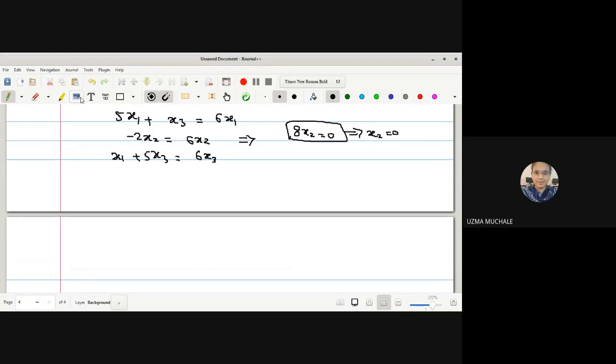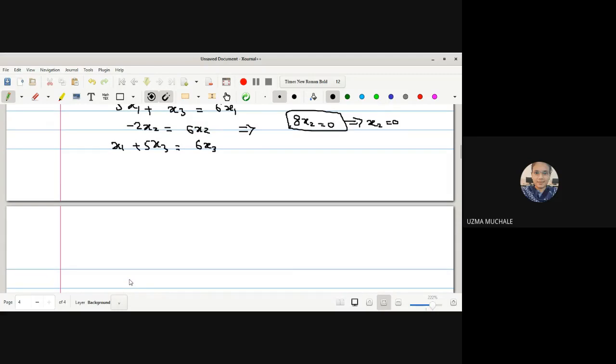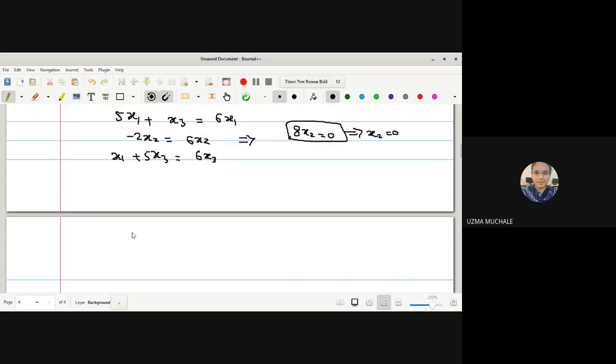Okay, how to solve these equations? The first equation is 5x1 plus x3 is equal to 6x1, and the second equation is x1 plus 5x3 is equal to 6x3. Now we have to solve these equations.